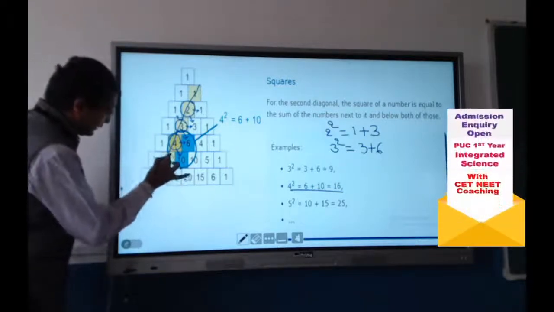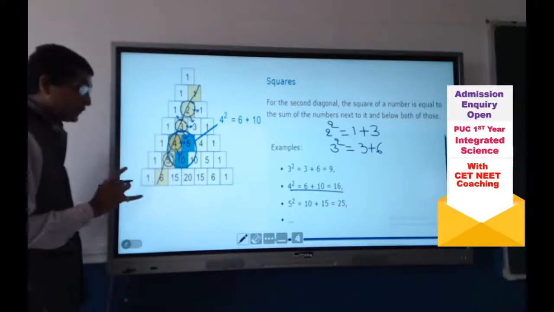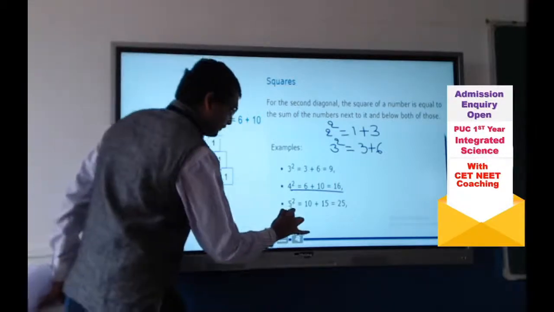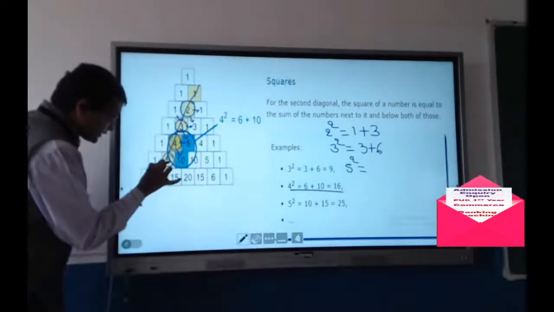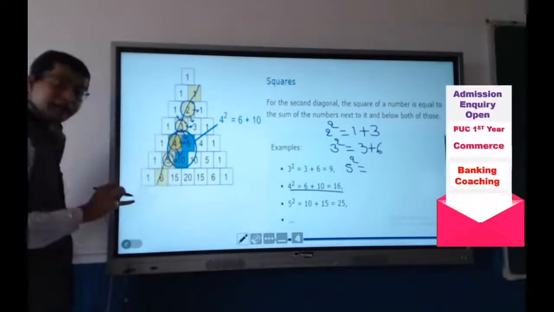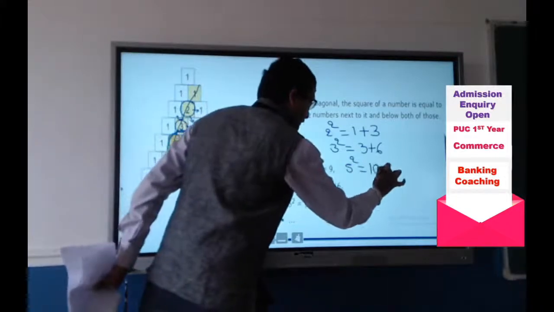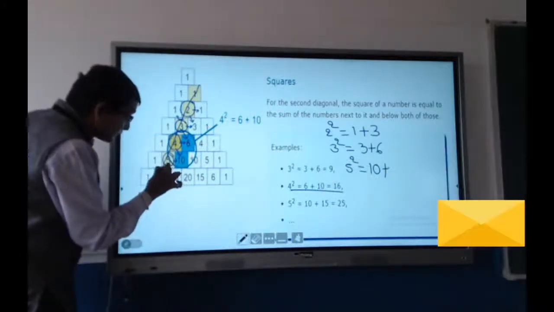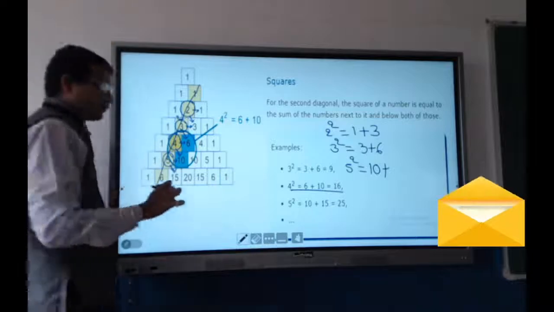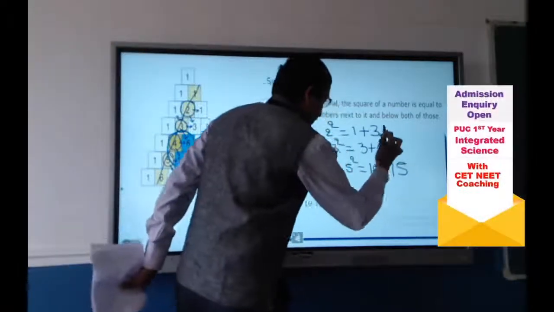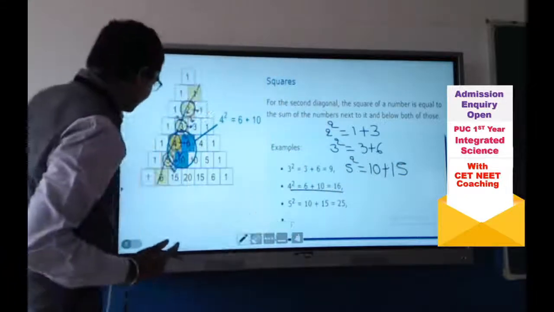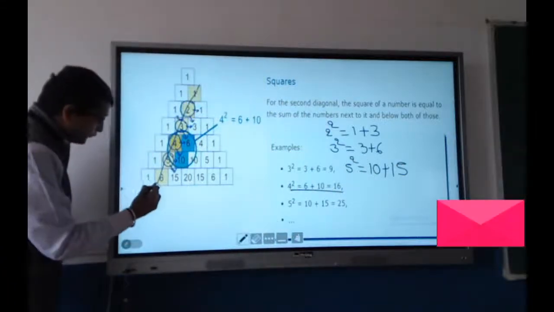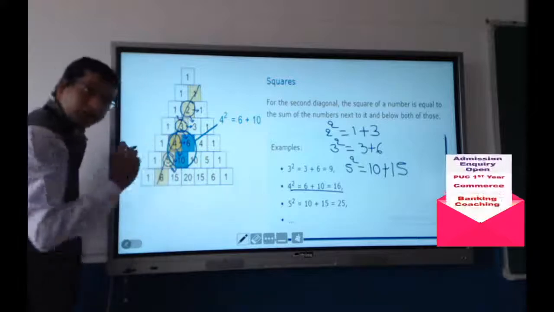Similarly, I can write 5 square. It is 25. 5 square as 25. Its side neighbor 10 equals 10 plus its below neighbor 15. So 15 plus 10, 25. 5 square is 25. Like that. So we don't have one more row next.